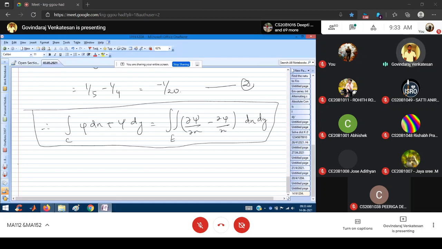So now we verify. Green's theorem says the line integral is exactly the same as the surface integral. So apply Green's theorem. Second problem.